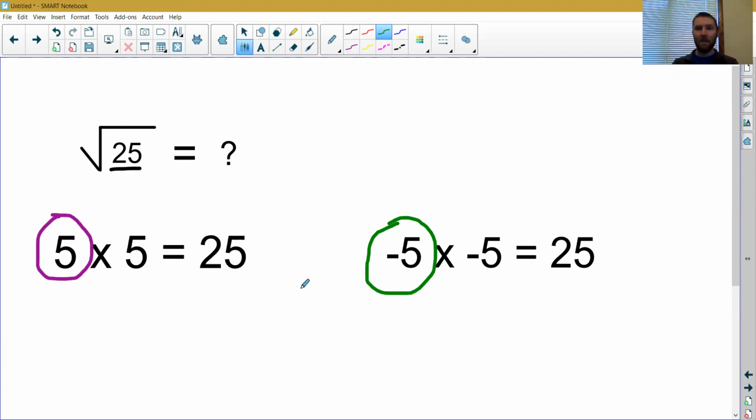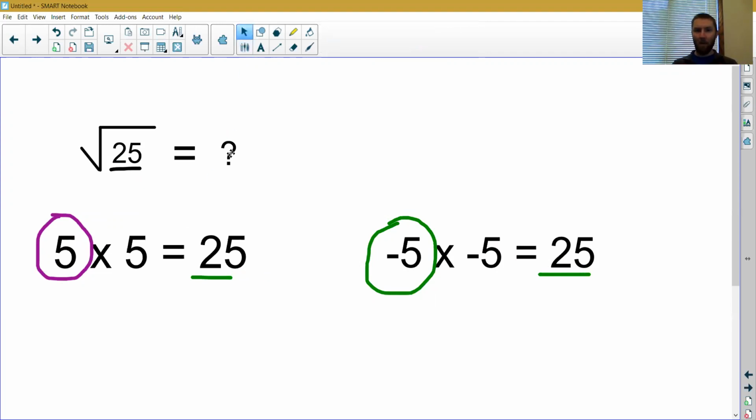And the reason is because when we take a negative number times itself, we get back to a positive. The same way when we do a positive times a positive, of course, we get a positive. So there's two different ways that we can multiply a number by itself and get 25. Either +5 times +5 or -5 times -5. So both of those need to be answers when we take the square root of 25, okay?